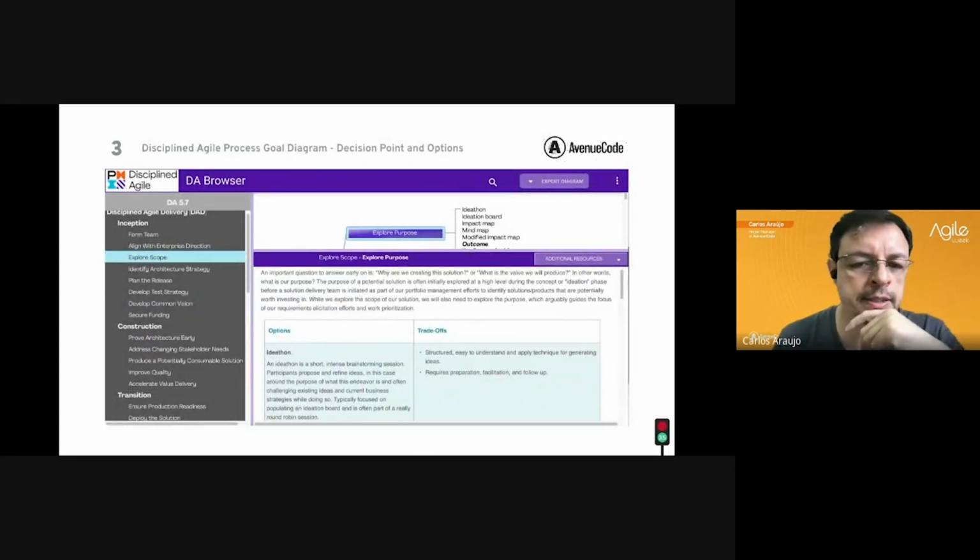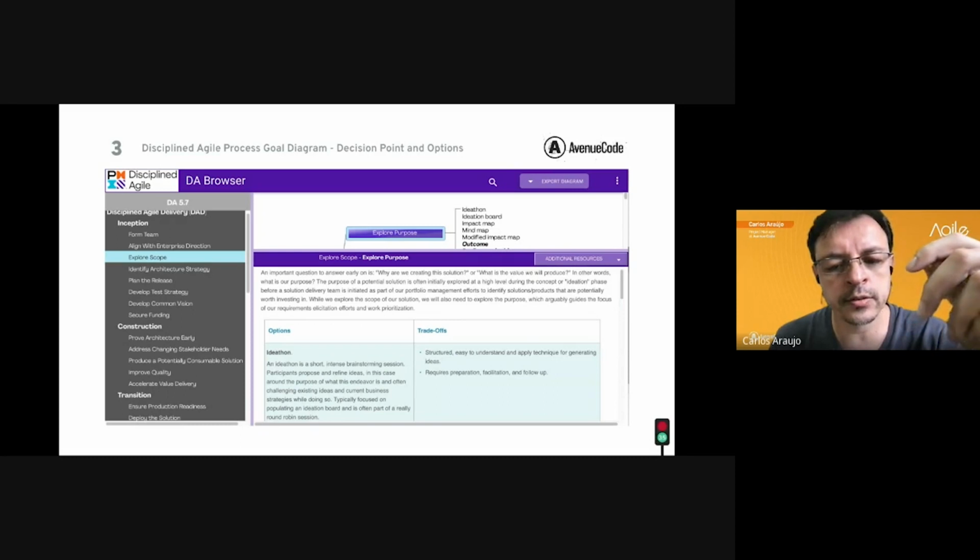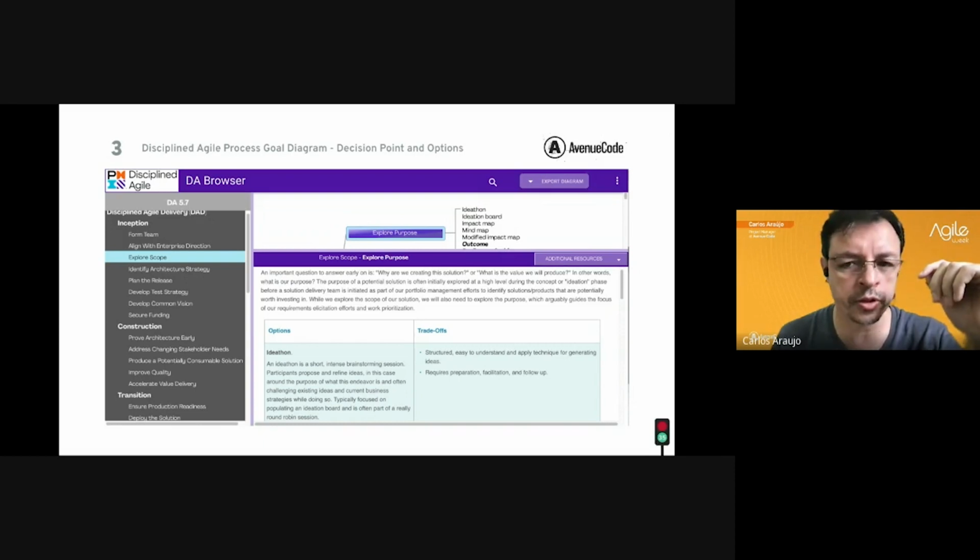These decision points lead to what we call the DA Browser here. You see here on the left side, you have the phase, you have the process goal, and then you have the decision point you choose. Within the decision point, you choose an option, and this option tells you what it is about and what the trade-offs are that these options can give you, to help you decide which one is best for you.